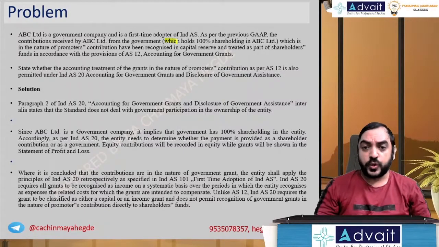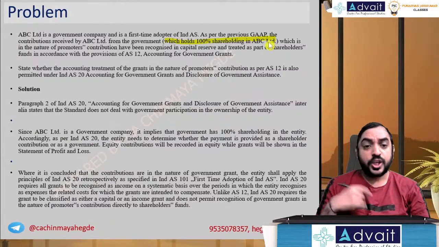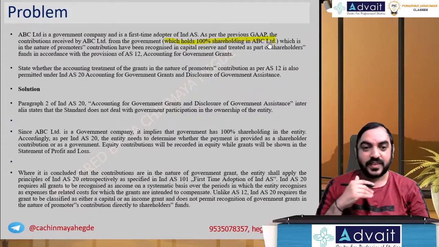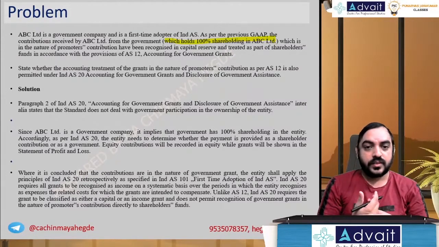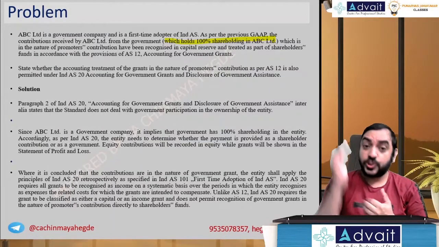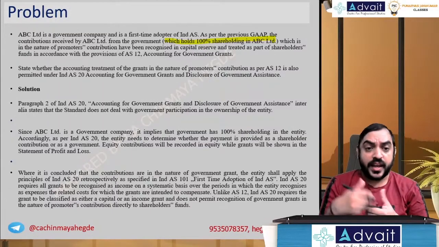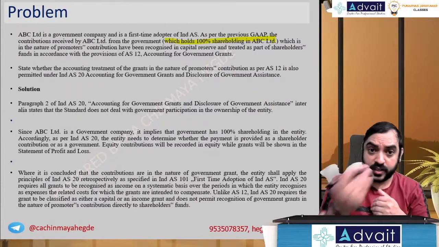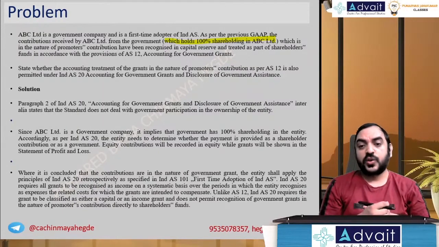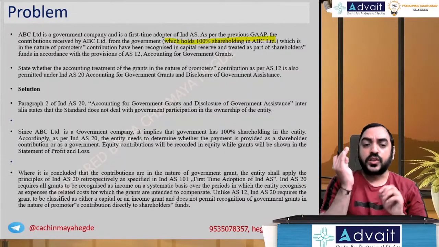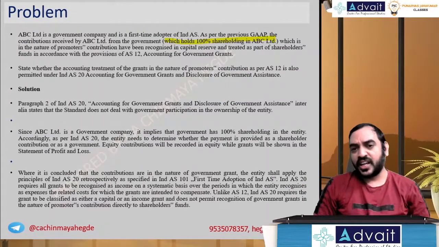The government, which holds 100% shareholding in ABC Limited, gave a contribution in the nature of promoter's contribution, which has been recognized in capital reserve and treated as part of shareholders' funds in accordance with AS 12. I just explained this to you. The question: state whether the accounting treatment of grant in the nature of promoter's contribution as per AS 12 is also permitted under Ind AS 20 and disclosure of government assistance. As I told you, it's not at all allowed under Ind AS 20. On some reasonable basis, it should be taken to the P&L account.